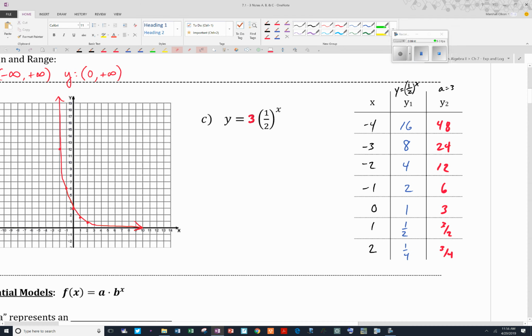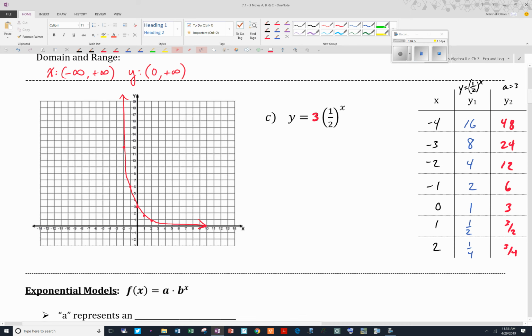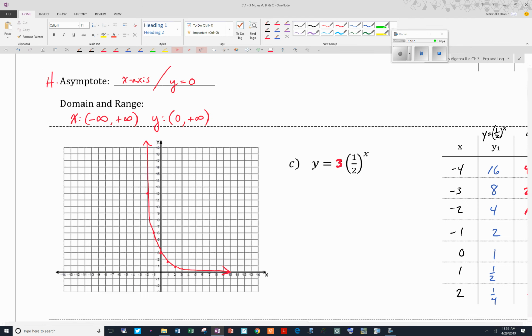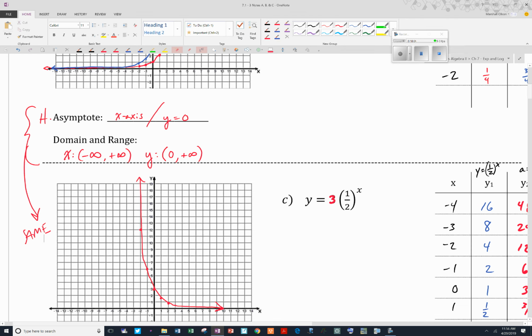What do you notice about things like the asymptote here? Has it changed from the last one? No, still a horizontal asymptote at y equals 0, the x-axis. I didn't put that again. That stays the same. How about the domain and range? Have they changed at all? No, the domain is still all real numbers, and the range is from 0 to positive infinity. Nothing has changed. This stuff is all the same down here. I don't know if you need to write something like that or just remember that it's all the same down there.